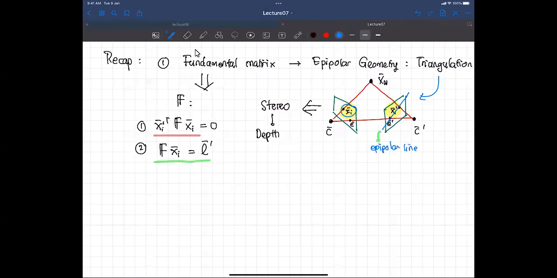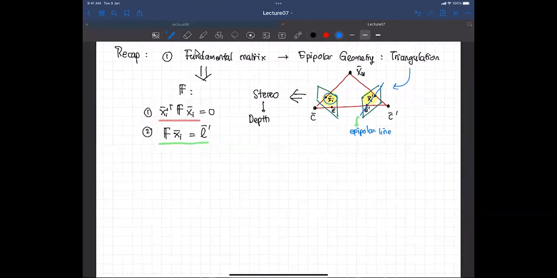And that epipolar line is very useful, right? Because it can reduce the search space significantly. Based on this line, we search for the corresponding point of any pixel on the left, if we know F. So equation number 2 is the application of F, and equation number 1 is how we compute F. These are the two equations that are important with respect to F.